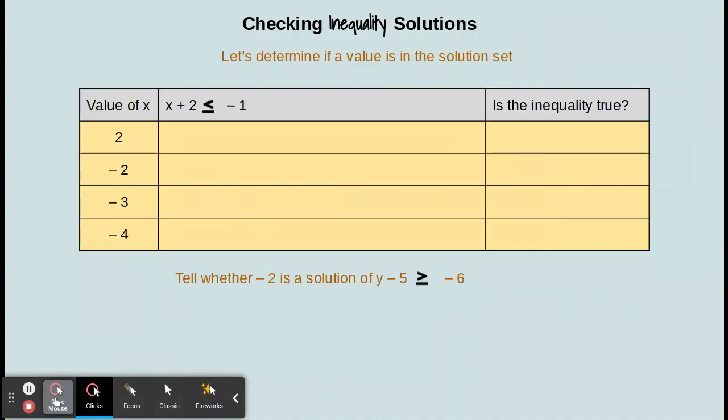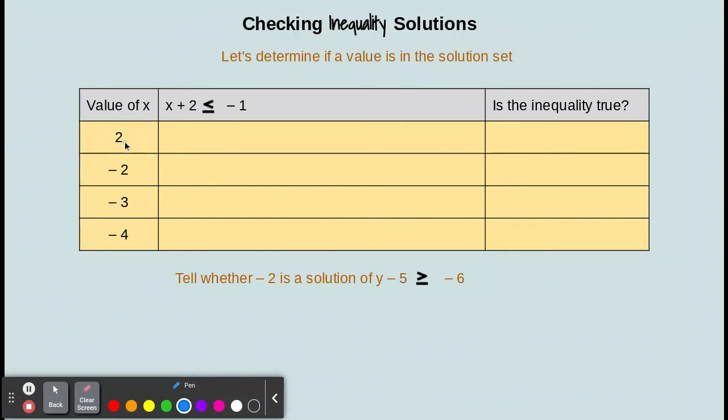Okay, and now that you've had a chance to write in your notes, we're going to talk about checking inequality solutions. That's when we determine if a value that we're given is in the solution set, meaning does the value that we're given make the statement true? In this table here, we're going to do a bunch of examples. We're given different values of x, we're given an inequality, and we're going to determine if this value of x makes this inequality true.